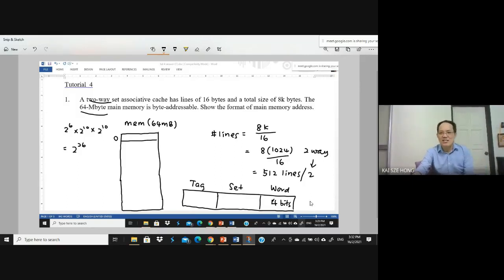This one, 256. How many bits do you need to represent 256? 2 to the power of 8, right? So you need 8 bits to represent 256. So this one should be 8 or should be 9. And then the rest, what's the total number here? Because the total should be 26, right? 26 total. Then the set, you have to decide whether it's 8 or 9. That equals 26 minus all this. So this will be the format of the main memory address.